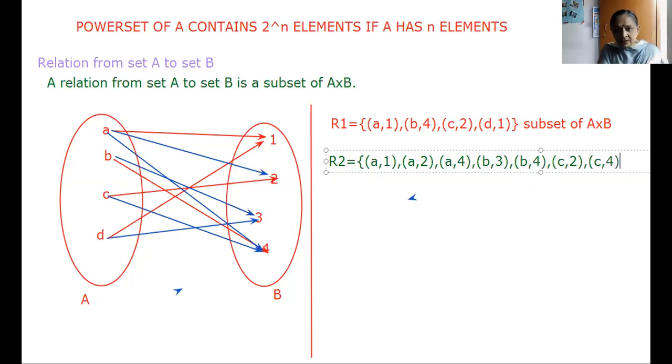I hope it is visible. And the last element I'm left with is D. So let us write D with 1. And what I have is one more, D is joined to 3. Are you getting the thing? What you observe is R2 is also a subset of A cross B, because every ordered pair has first place element from set A and second place element from set B.